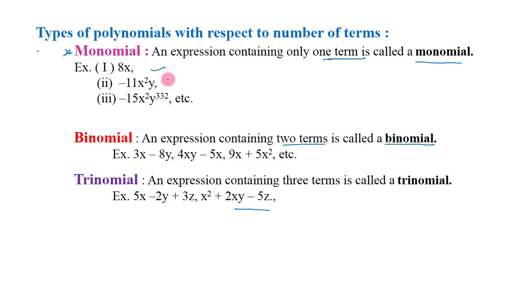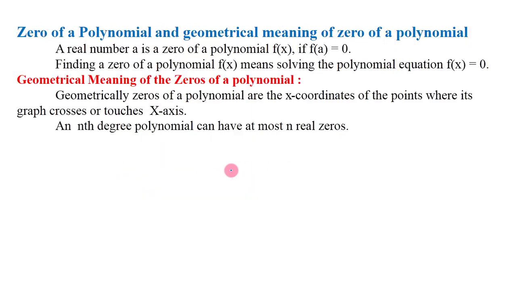These are the examples of monomial and examples of binomial. If you observe this example, we have only two terms, that are 4xy minus 5x. Before the minus one term, after the minus one term, so it has two terms, so it is called a binomial. And in this we have three terms, so it is called a trinomial.